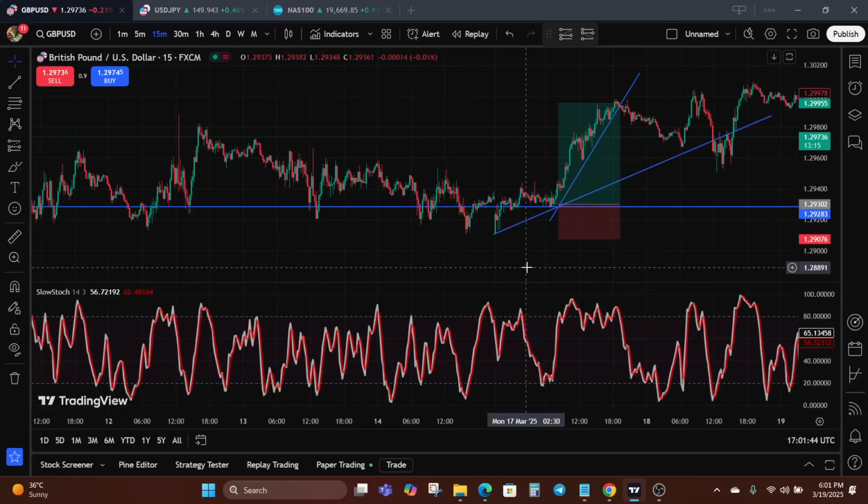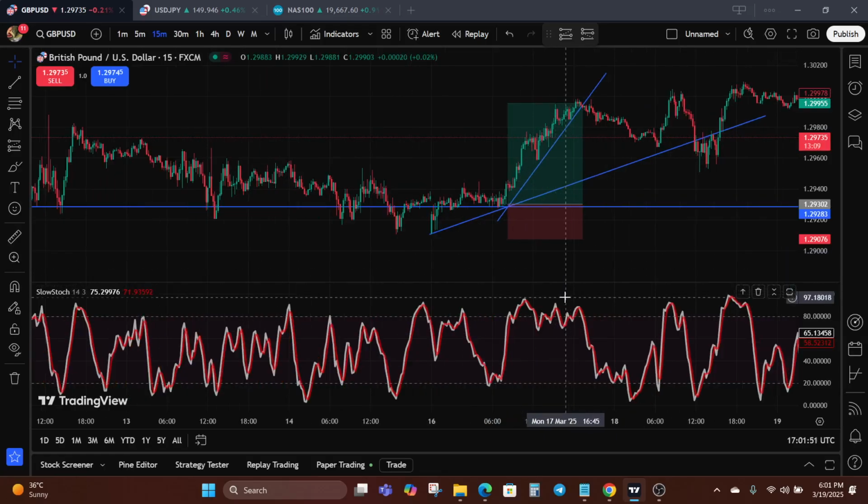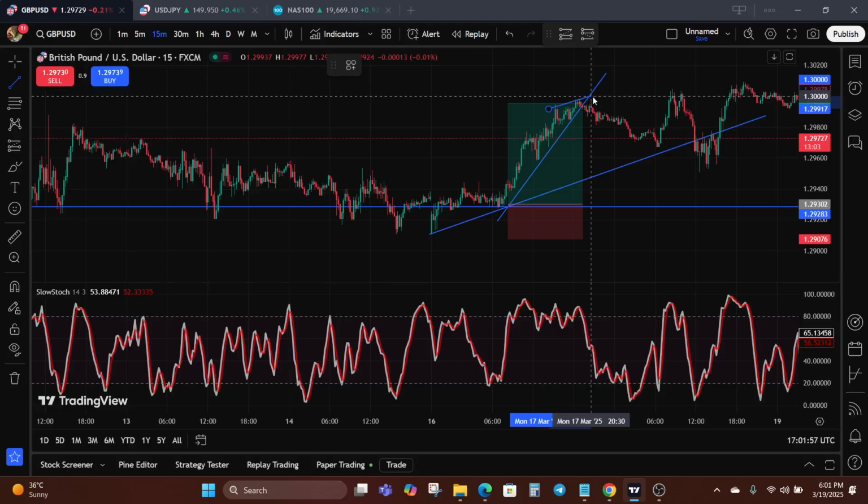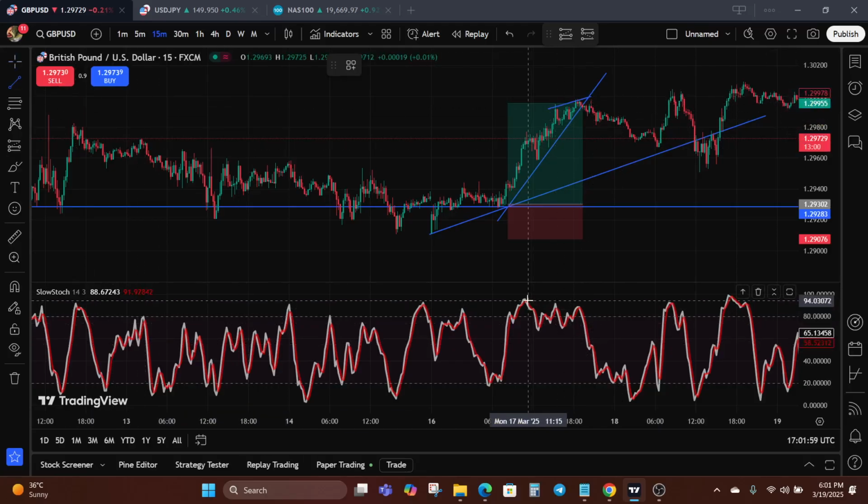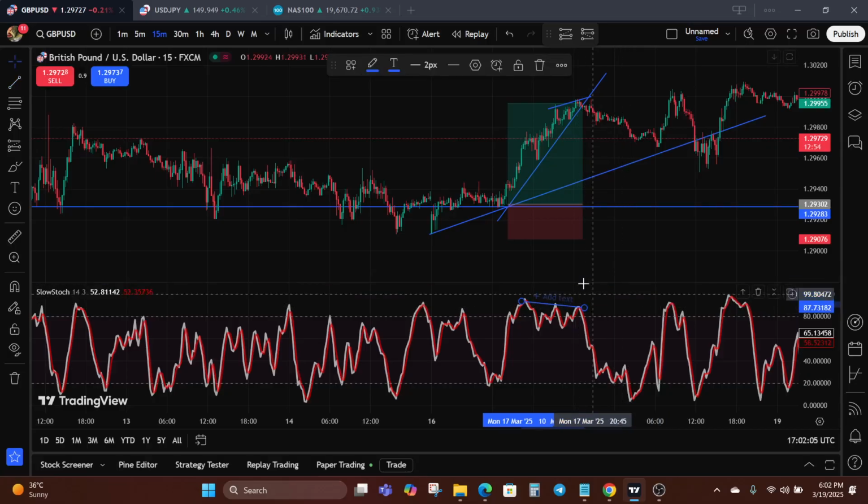Now, the next strategy is the divergence strategy. When price makes a new high, but the slow stochastic makes a lower high. For example, we can see what happened here. We can see that there was actually a new high formed here, but guess what? The slow stochastic made lower highs. So when such a scenario happens, it shows that a reversal is imminent, a possible reversal.